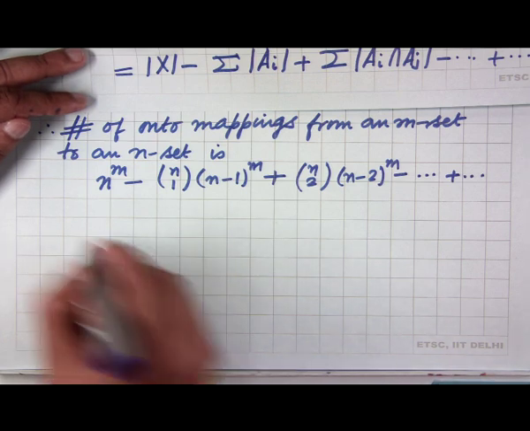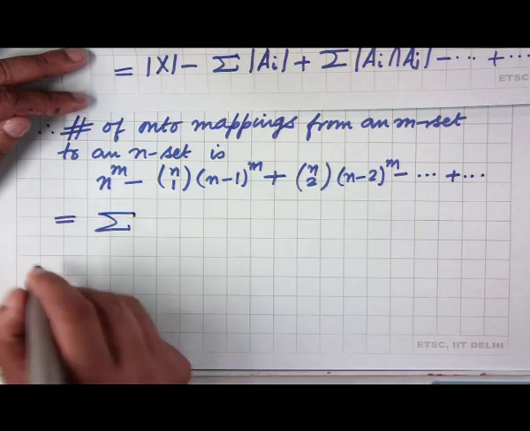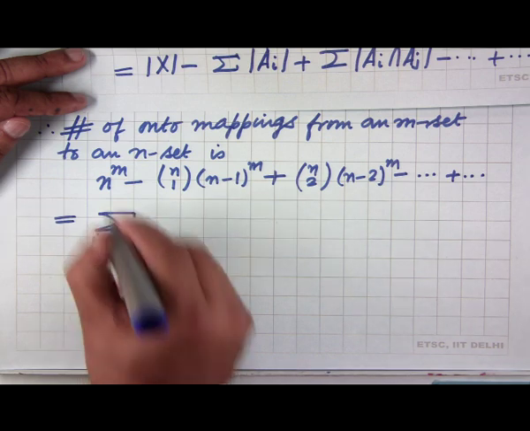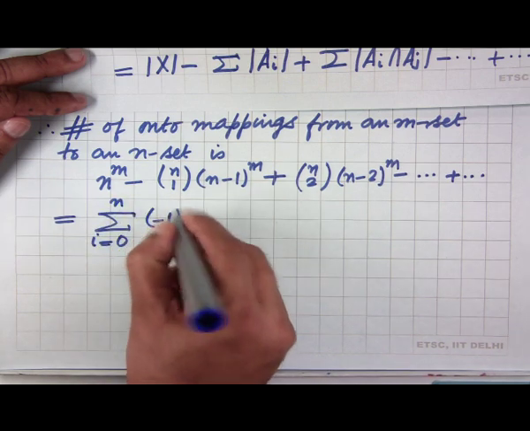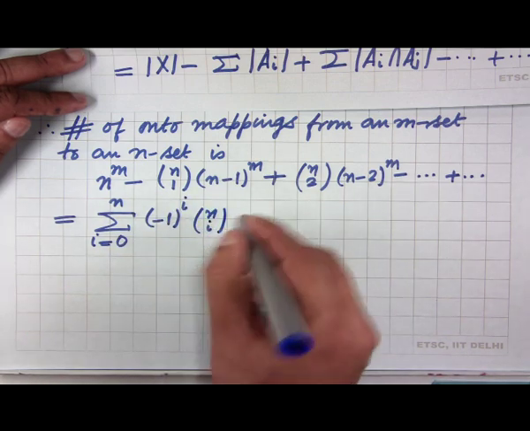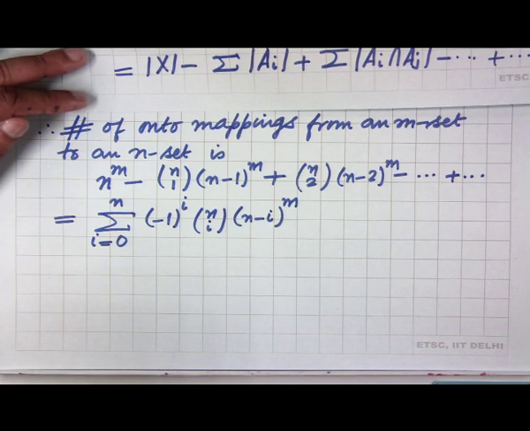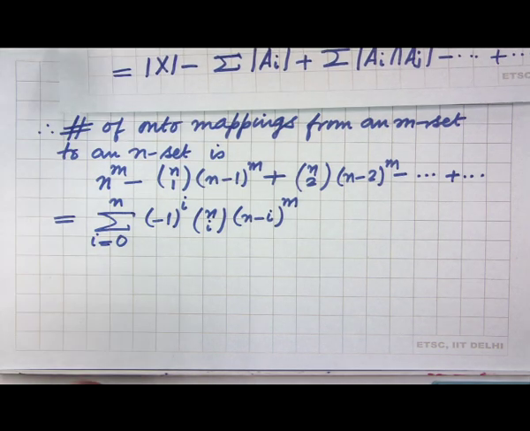All of which we could write more briefly as a single summation: sum over i from 0 to n of minus 1 to the power of i, n choose i, n minus i to the power of m. This then gives you the formula for the number of onto mappings from an m set to an n set. Some of you would have recognized that if m is equal to n and this mapping is onto, then this mapping is also 1 to 1.